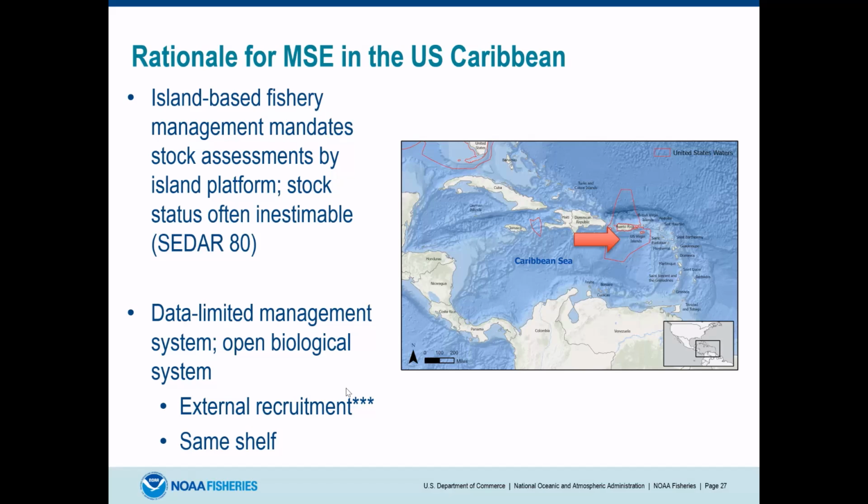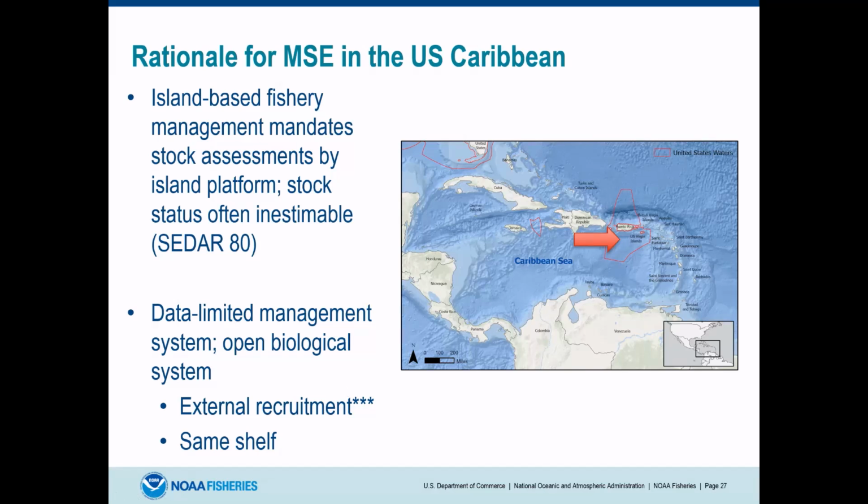And I suppose I should back up and mention that the U.S. Caribbean, for everybody's information, includes Puerto Rico and the U.S. Virgin Islands, which are St. Thomas, St. John, and St. Croix. And the three island platforms that we have are Puerto Rico, the combined St. Thomas, St. John area, and St. Croix.